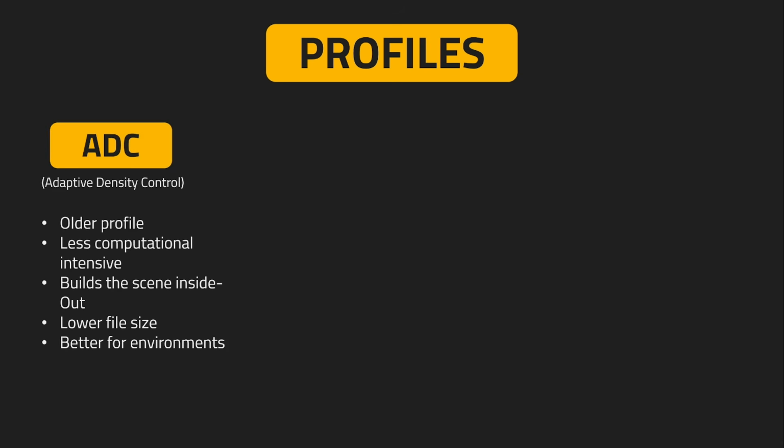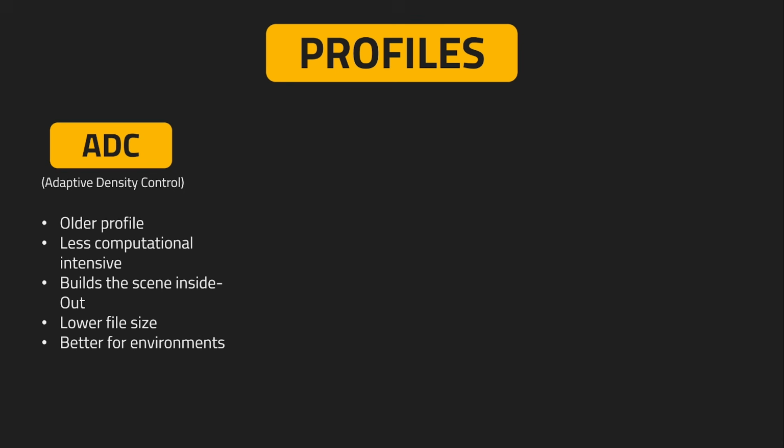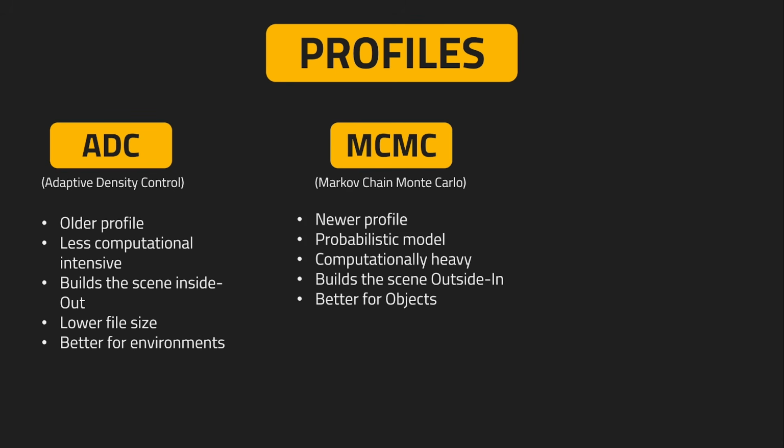It is a more lightweight model from a computational standpoint, and it builds the splat inside out, and usually it tends to be better for environments. MCMC stands for Markov Chain Monte Carlo and is a probabilistic model. It requires more computational power, and unlike ADC, the approach is more outside in, generating more splats, leading to bigger file sizes. And let's not forget, it is more suitable for objects.